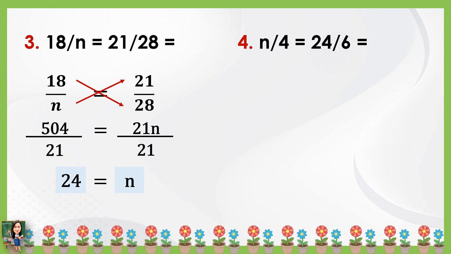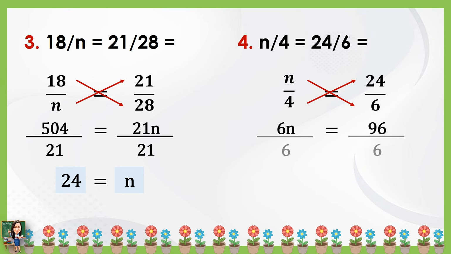Number 4. n:4 equals 24:6. n times 6 equals 6n. 4 times 24 equals 96. Divide them by 6. 6n divided by 6 equals n. 96 divided by 6 equals 16. Therefore, the value of n is 16.